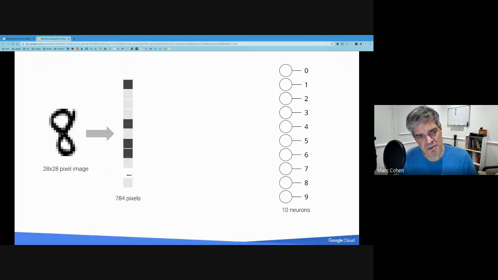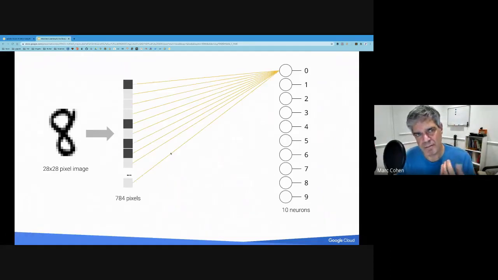Then we take that image, and we stretch it out from end to end, and we feed it into a mathematical function that multiplies every one of these pixels by a certain number and adds them all together. And we deposit the result in this node here at the end called 0. To jump to the chase, this node is responsible for estimating the probability that the incoming image is a 0.